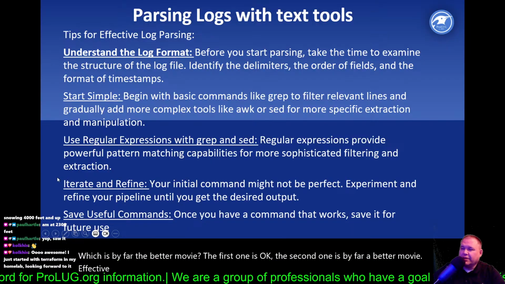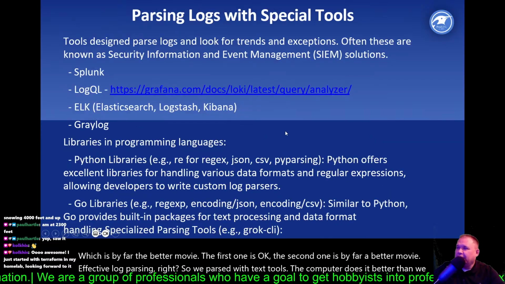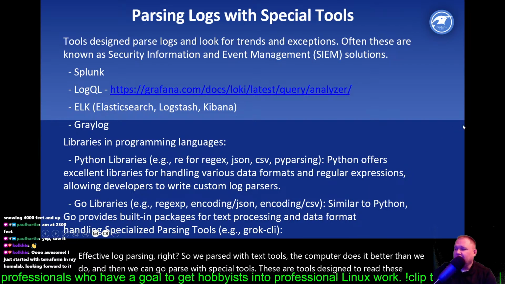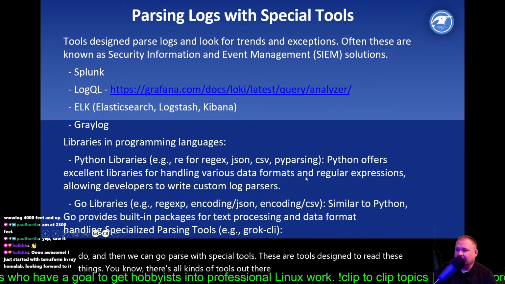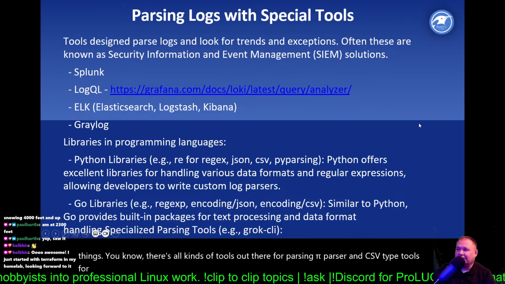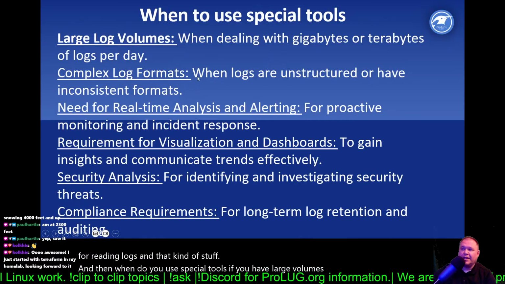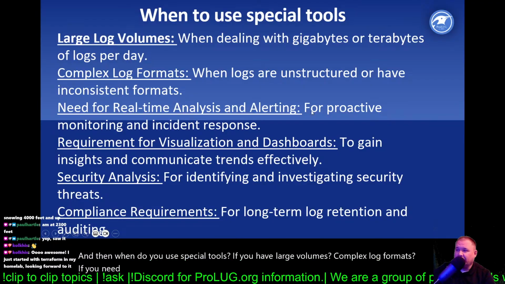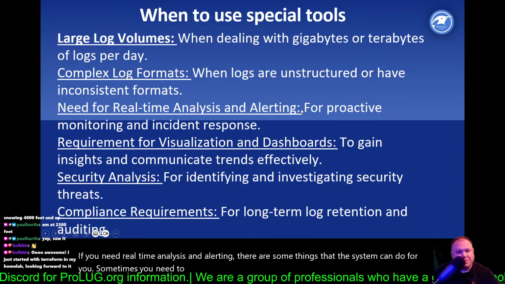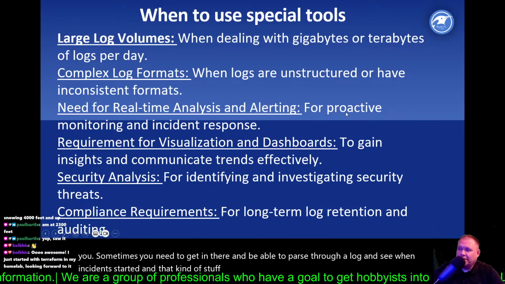Effective log parsing, right? So we parse with text tools. The computer does it better than we do. And then we can go parse with special tools. These are tools designed to read these things. You know, there's all kinds of tools out there for parsing, PyParser and CSV type tools for reading logs and that kind of stuff. And then when to use special tools, if you have large volumes, complex log formats, if you need real-time analysis and alerting, there are some things that the system can do for you. Sometimes you need to get in there and be able to parse through a log and see when incidents started and that kind of stuff. So it is important to be able to read through logs quickly.